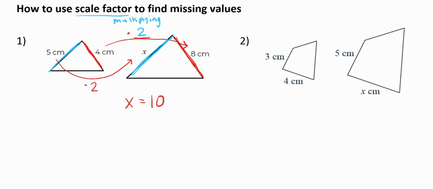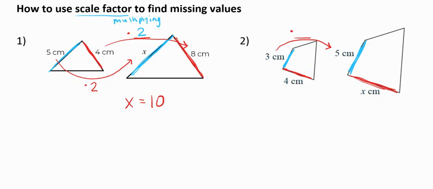All right, so for number 2, same idea, I'm trying to solve for x. So let me color code my sides again. So the 3 is a corresponding side with the 5 because they're both on the left side of the shape. And then the 4 corresponds with x. Okay, so let's see. So I know that 3 times something will give me 5. And this one's a little bit tougher because it's not like an obvious number like 2.